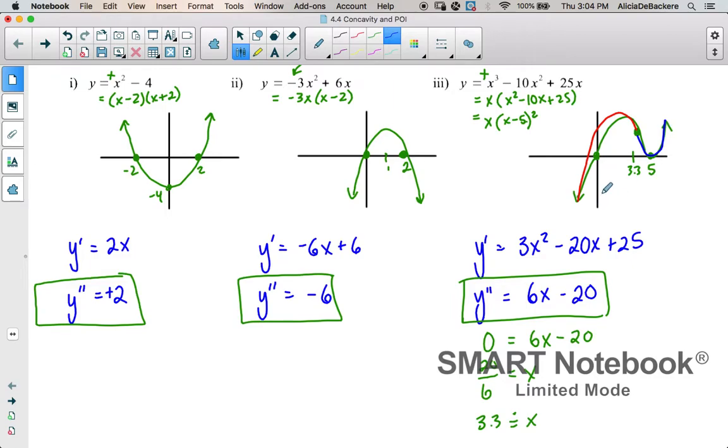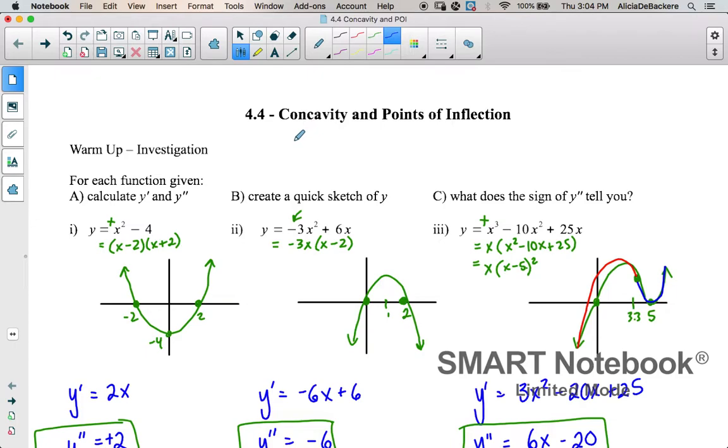So it's going to tell me, and we're going to call this concavity. Concavity is whether it opens up or opens down. And this point here where it switches from up to down, that's called a point of inflection.